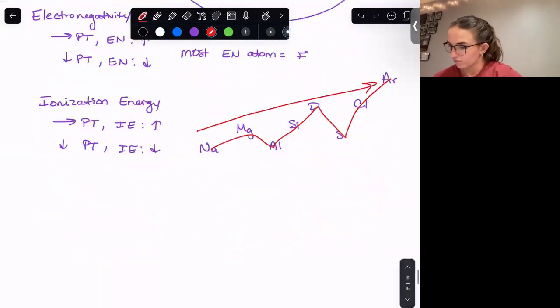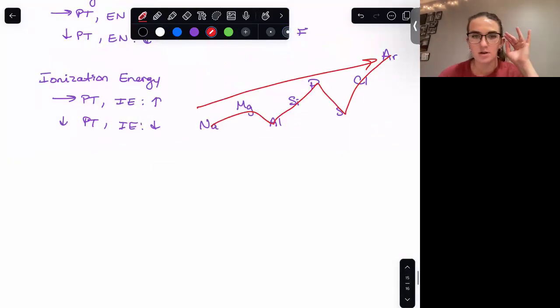Okay. Any other questions with periodic trends?